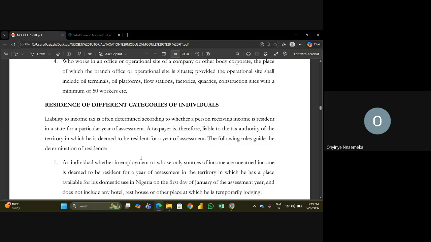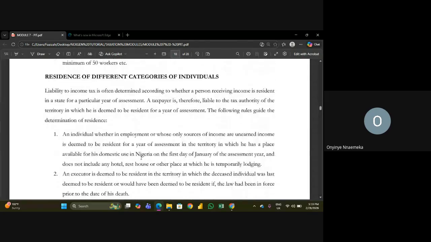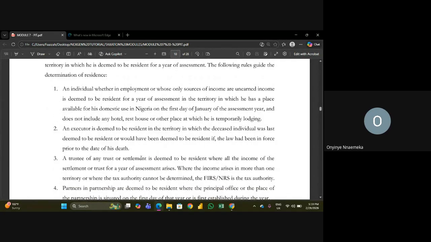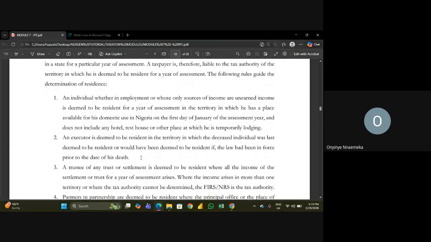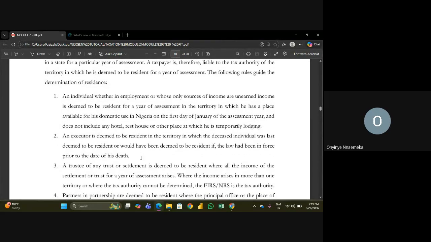Now, the following rules guide the determination of residence. I think this is similar to what we did before, but the rules are different from the above. An individual, whether you are in employment or your only source of income is an unearned income, what we're saying is that you have an income, right? Is deemed to be resident for a year of assessment in the territory in which he has a place available for his domestic use on the 1st of January of the year of assessment. So now, on the 1st of January, where were you?